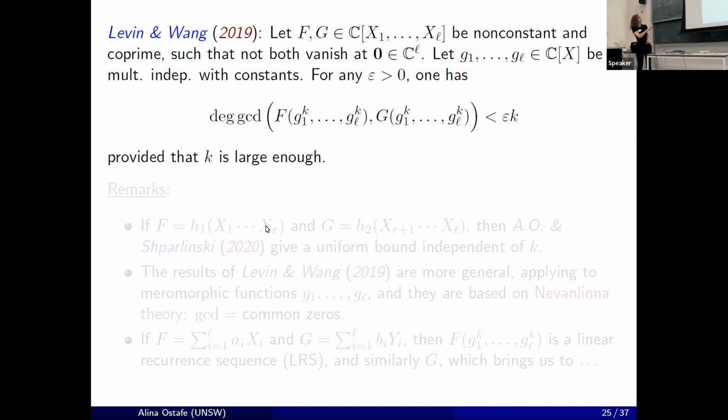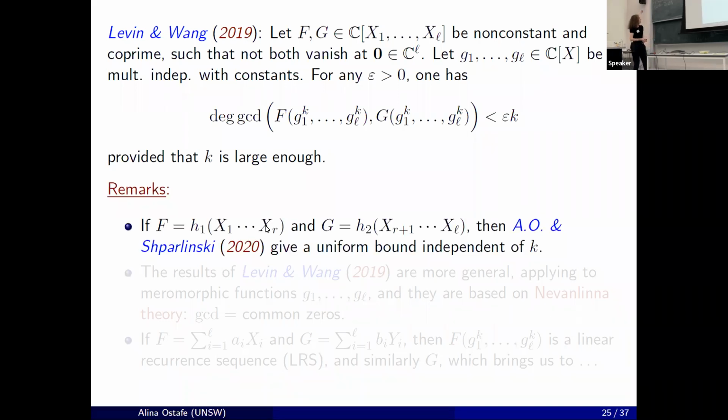The result is not uniform, it depends on the power K. And it will be nice to give results that are uniform, so bounds that are uniform. So if F is H1 of this x1 times xr and G is this polynomial, then we have a uniform bound from the previous result.